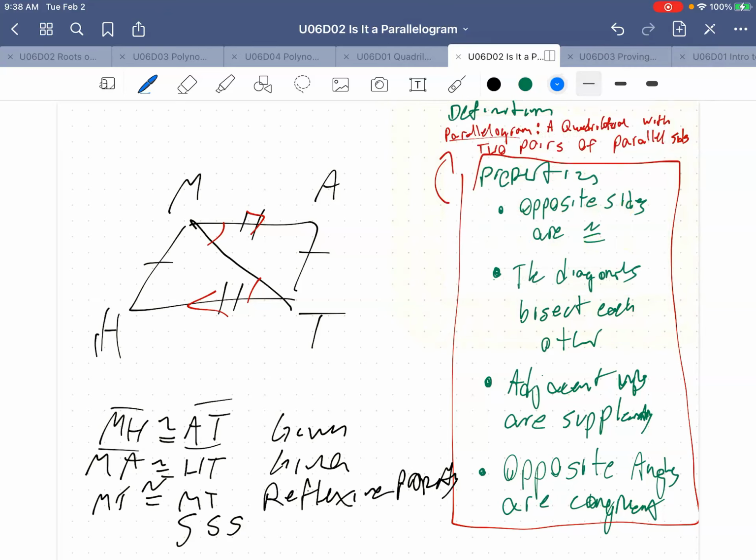We can do the same thing for the other angles as well. So that would make angle ATM congruent to angle HMT, which makes their lines parallel by the converse of the alternate interior angle theorem as well. So what we've just done is prove that knowing only that the opposite sides are congruent, the lines are parallel. So that shows that this is enough information to prove that a quadrilateral is a parallelogram.